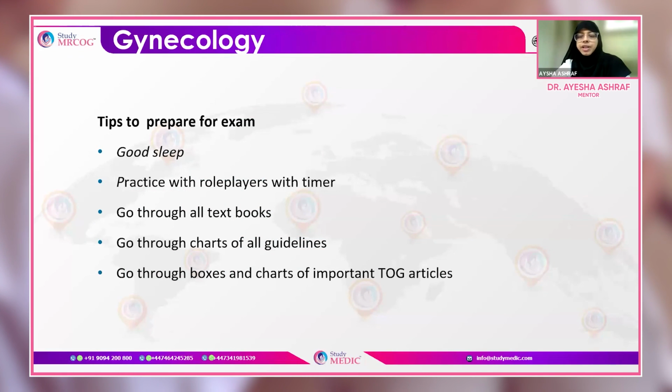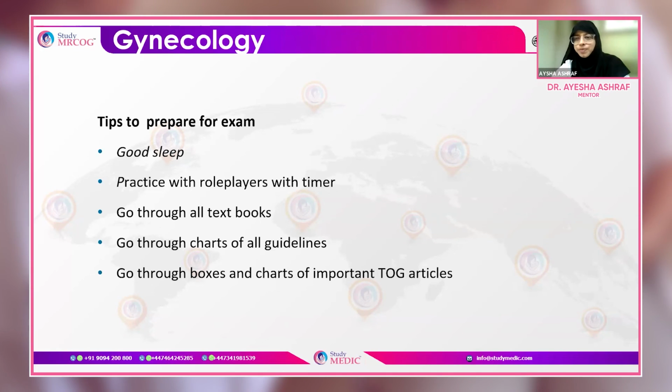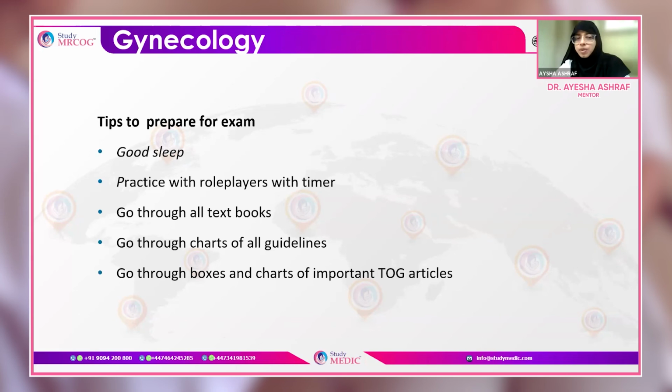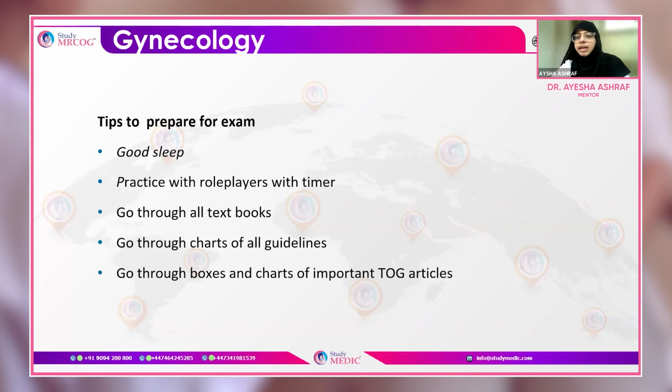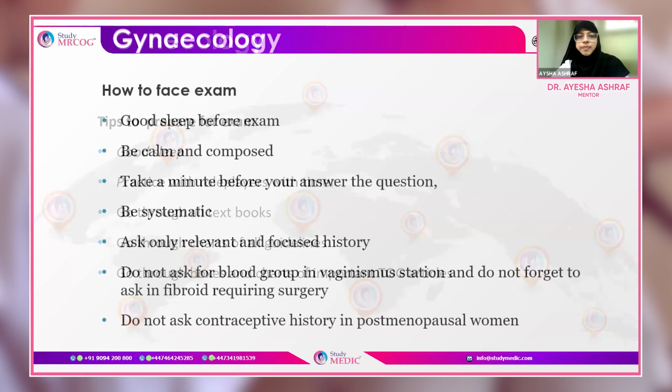So, tips to prepare for the exam. Always, I say, good sleep and good brain rest are required so that your neurons work very efficiently during the time of the exam. Practice with role players with a timer. Go through all the textbook. Try to do all the stations that are there in the textbook, because most of the cases are recalls. Go through all charts of all guidelines. Go through boxes and charts of important TOG articles.